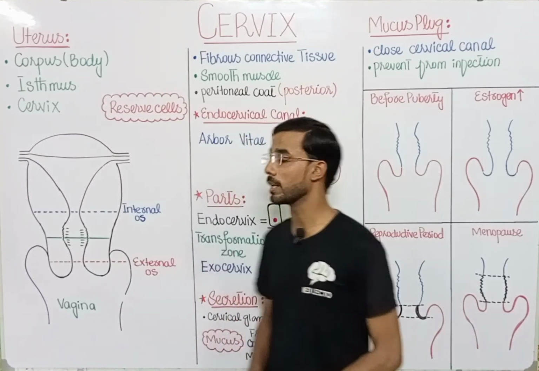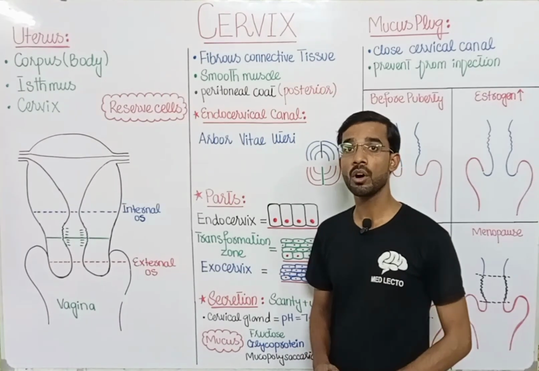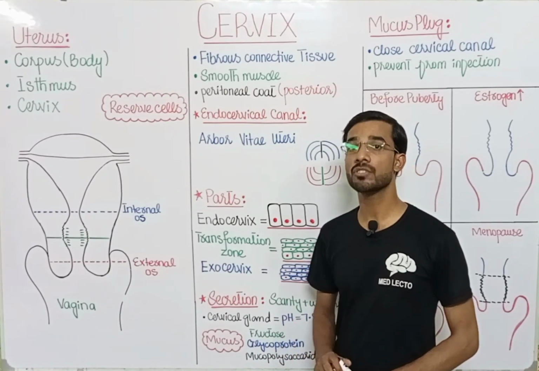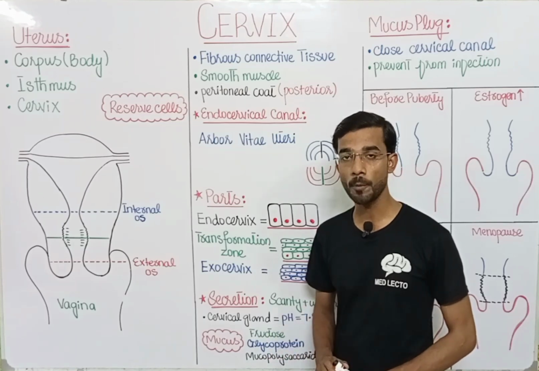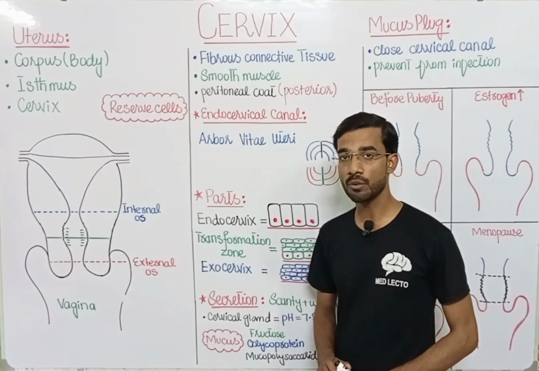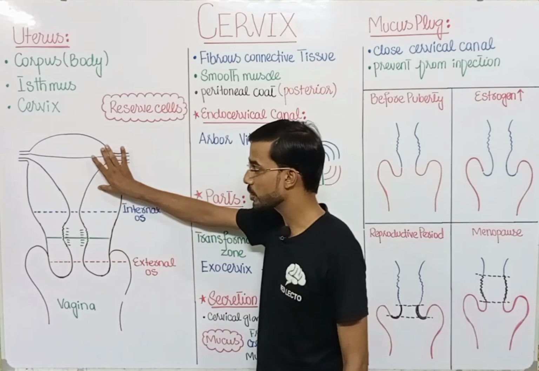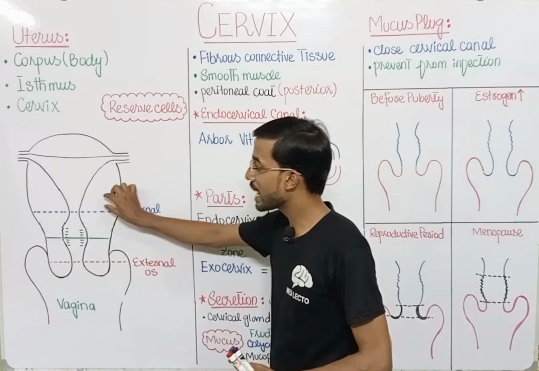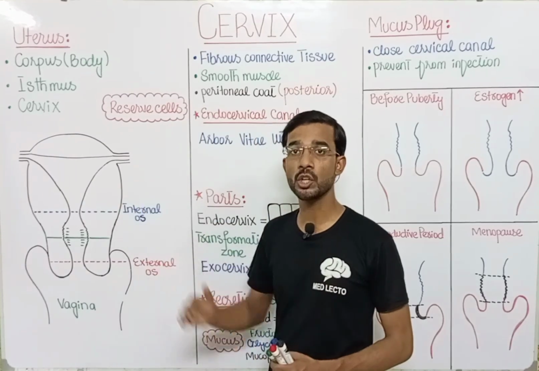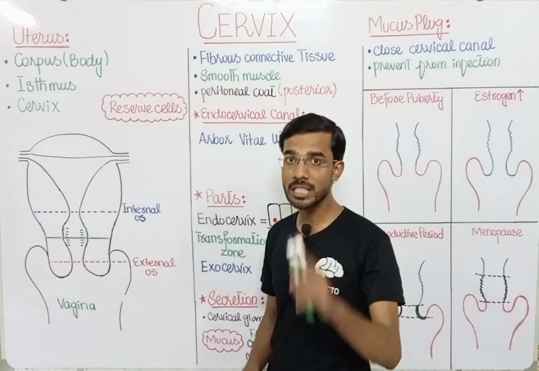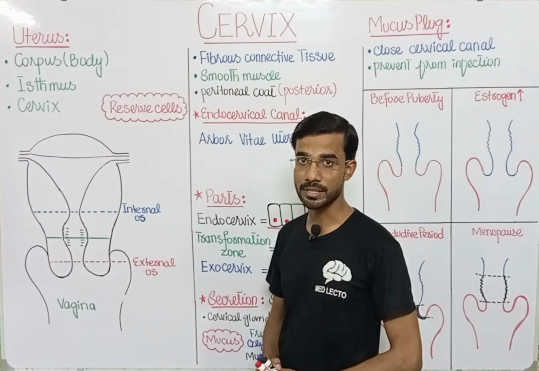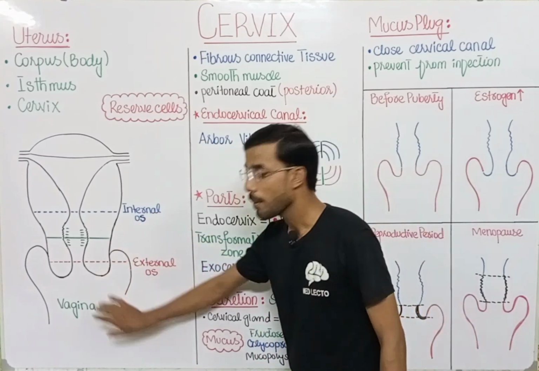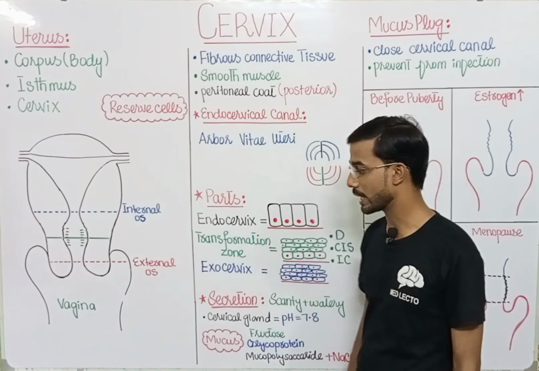So let's get started. First of all, you should know the cervix is actually part of the uterus. The uterus has three portions: the body, or corpus, the isthmus, and the cervix. The upper portion is the body of the uterus. After the body you will see the isthmus, and the last portion will be the cervix. After that you will see the region of the vagina.